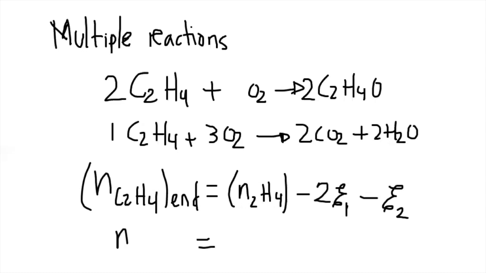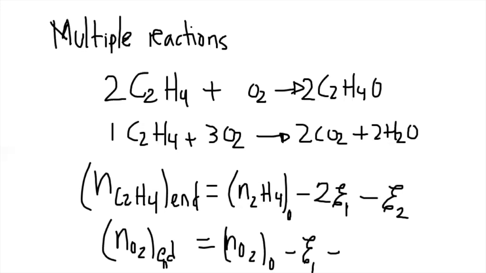For the oxygen, the amount of moles of oxygen that we are going to have at the end is the amount of moles of oxygen that we have at the beginning minus the extent of reaction 1 minus 3 times the extent of reaction 2, and so on and so forth. For the rest, which are products, these coefficients are going to be positive.